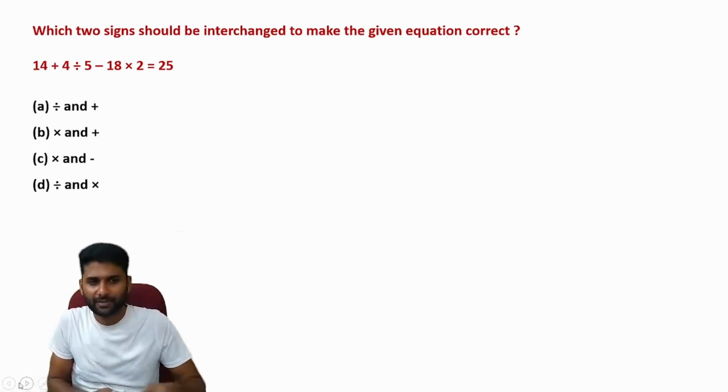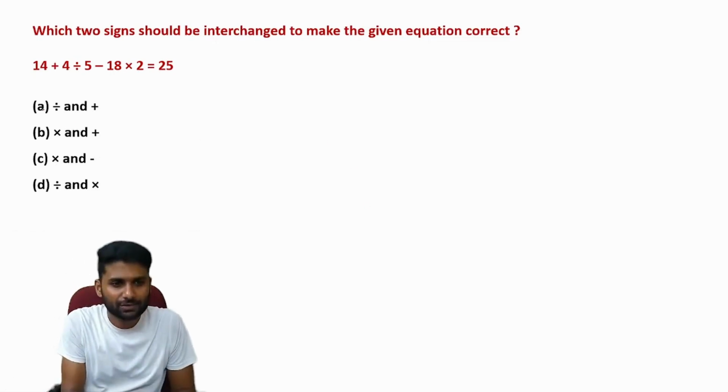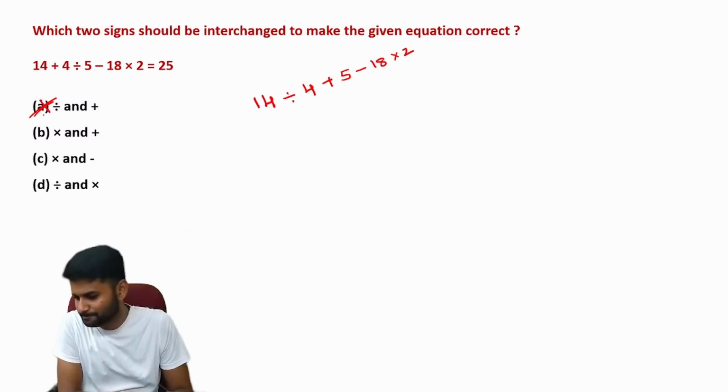Now see in this information, which of the two signs should be interchanged to make the given equation correct? Let's use the option verification. This is 14, and plus should be interchanged with division, and division should be interchanged with plus, minus of 18 into 2. Is it 25? If 14 is divided by 4, you will get a decimal value. So A is not a suitable answer.